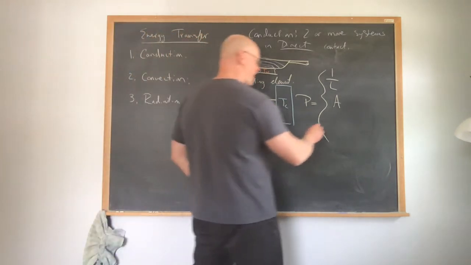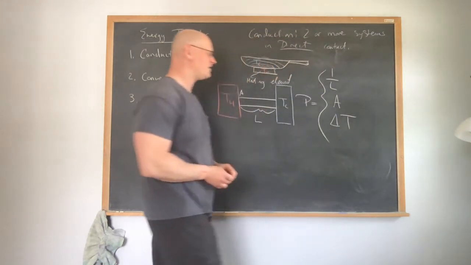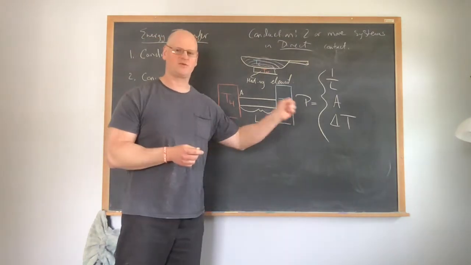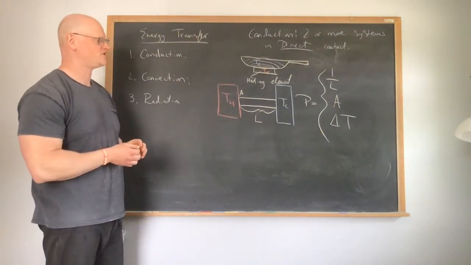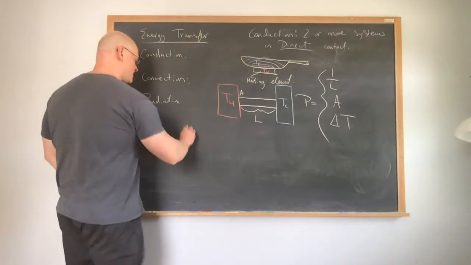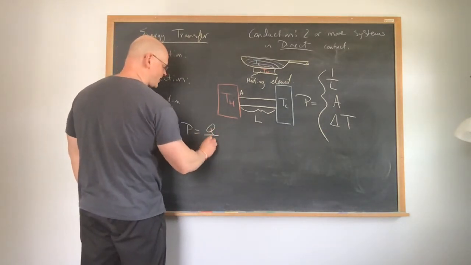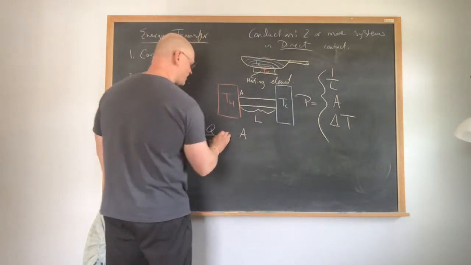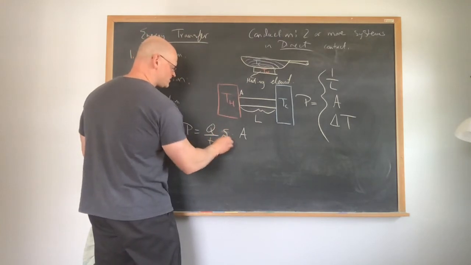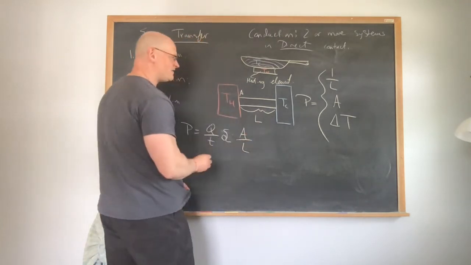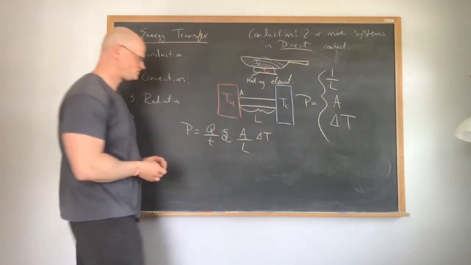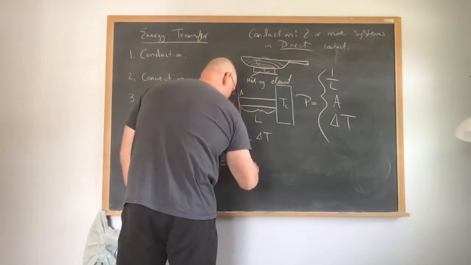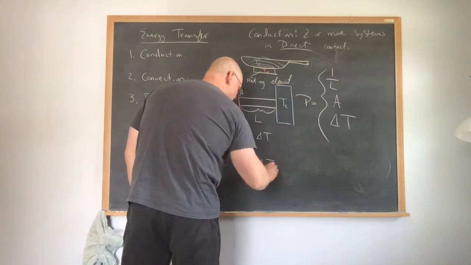So, it turns out that if I have a bigger temperature difference between the two, or a larger temperature gradient, that's going to increase the rate at which the energy is carried through. So in this case, we can say the power, which is equal to the heat divided by the time, is proportional to the cross-sectional area divided by the length times the change in temperature. This is actually given by k times A divided by L times the change in temperature.